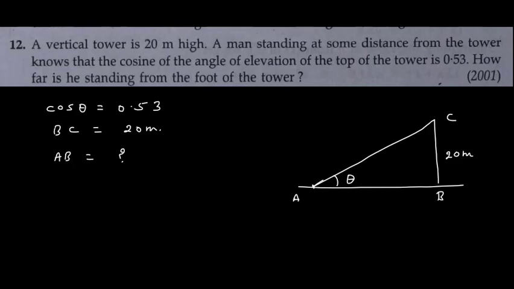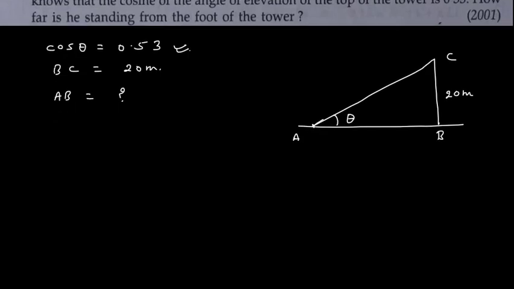Again, a vertical tower 20 meter high. A man is standing at some distance from the tower and knows that the cosine of angle of elevation of the tower is 0.53. How far is he standing from the foot of the tower? This value we have to find. And yes, the relation is that tan theta is opposite upon adjacent. So from this cos, I first have to find the value of tan. So how can I find the value of tan from this cos? The answer is simple.